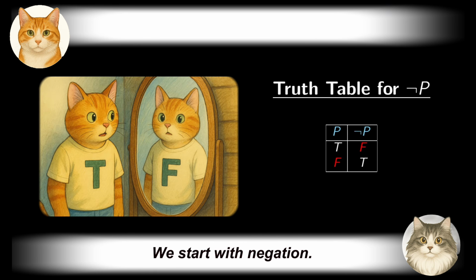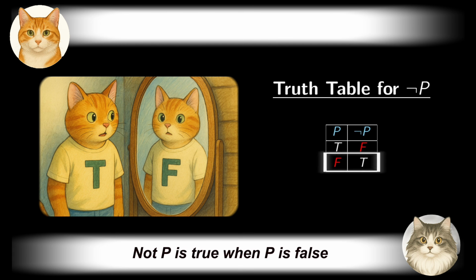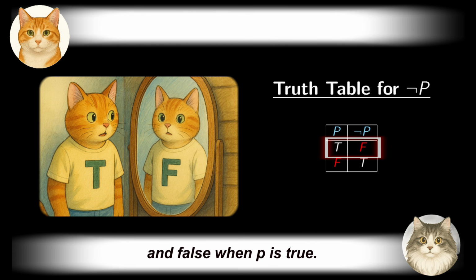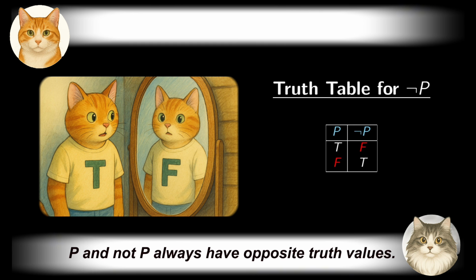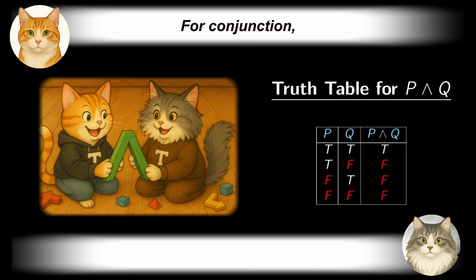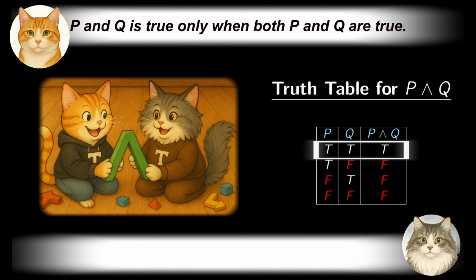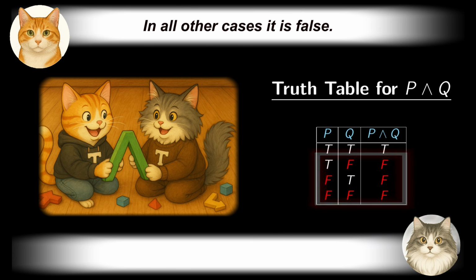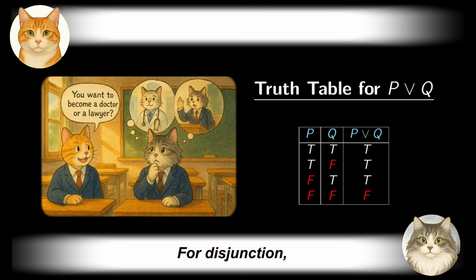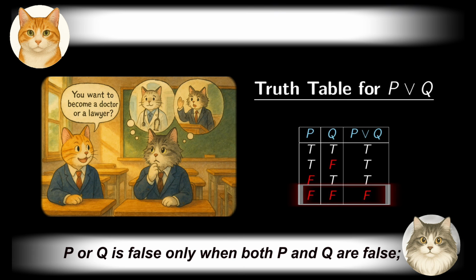We start with negation. Not P is true when P is false, and false when P is true. In other words, P and not P always have opposite truth values. For conjunction, P and Q is true only when both P and Q are true. In all other cases, it is false. For disjunction, P or Q is false only when both P and Q are false.